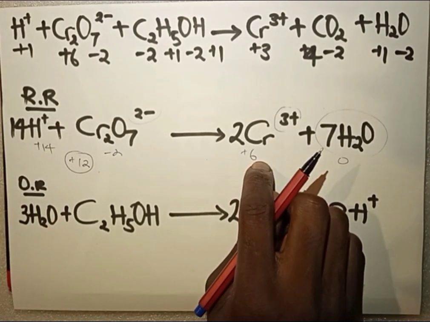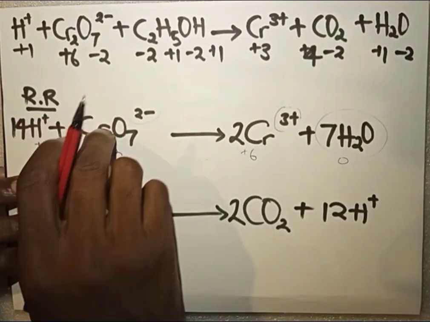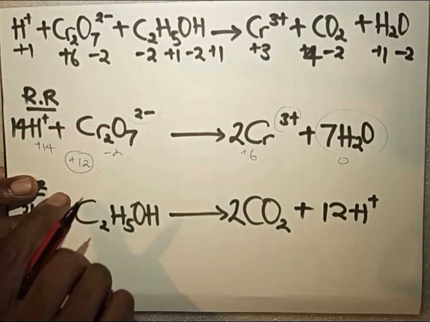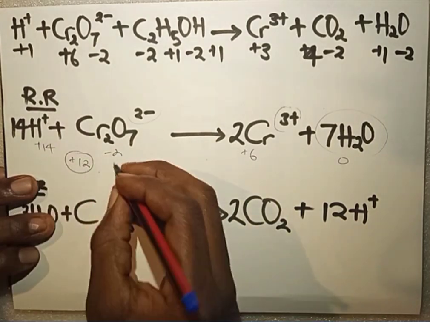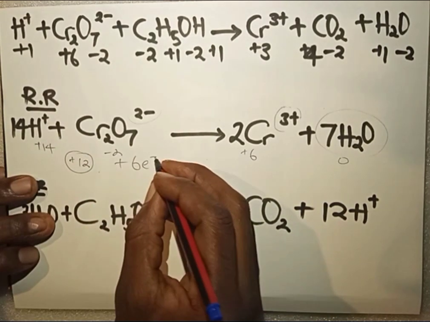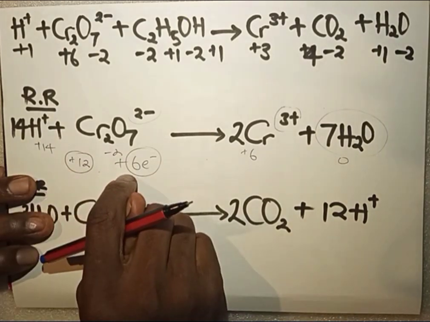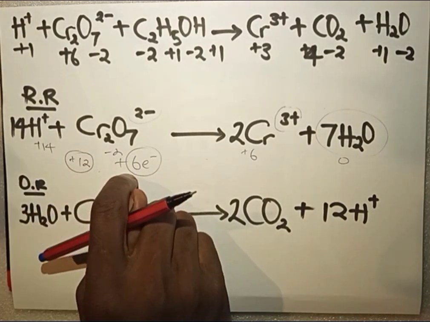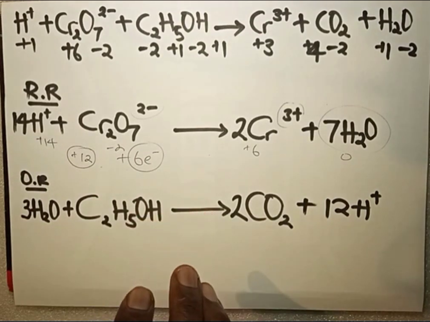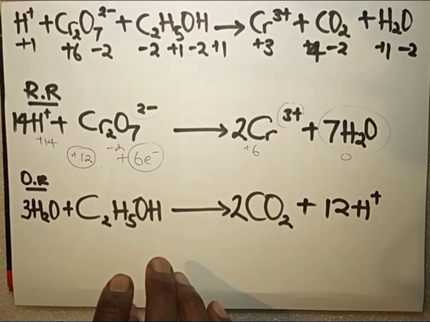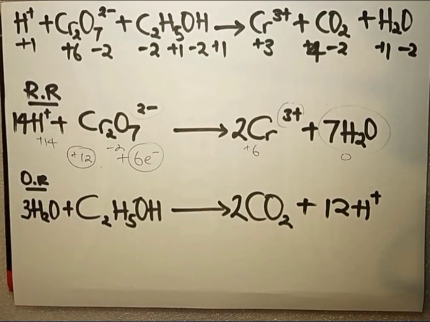So what are we going to do? When electrons are added, meaning this charge will reduce. For example, if we add 6 electrons here, meaning this charge will reduce to positive 6. That's how we balance charges. We balance charges by adding electrons.